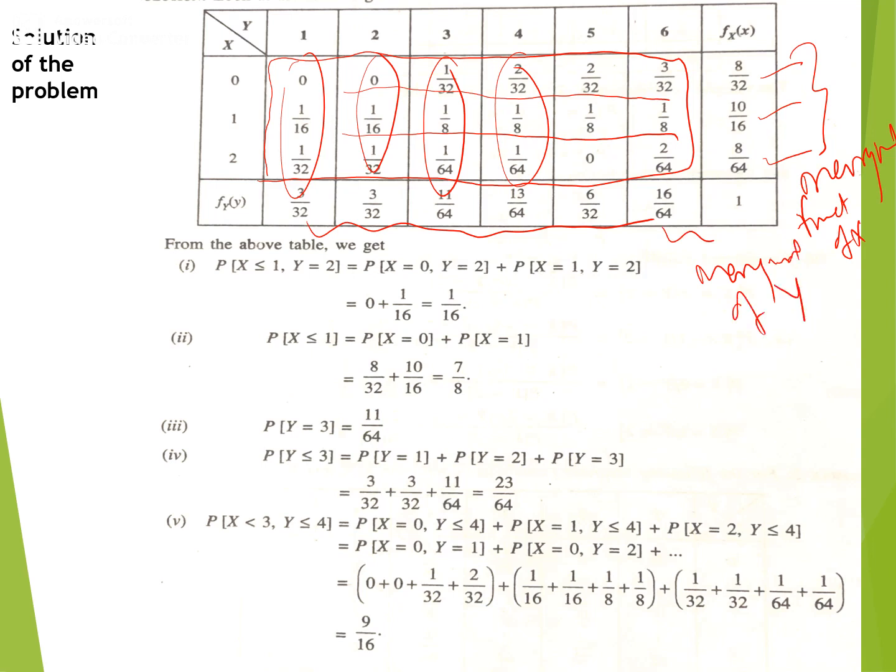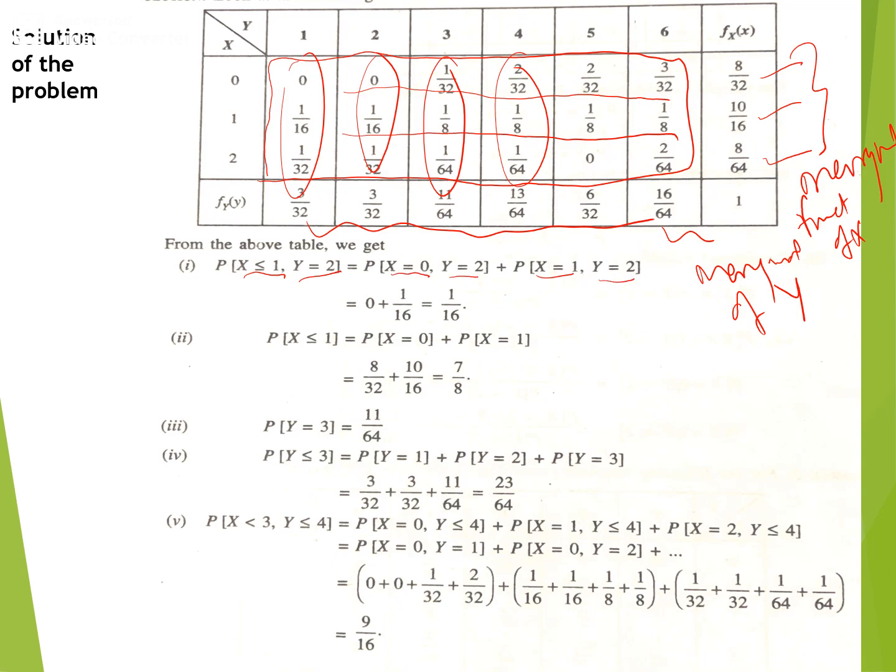Here, the first part, we have to find the probability x is less than or equal to 1 and y equal to 2. It means x is less than or equal to 1. It means probability x equal to 0, comma y equal to 2, plus probability x equal to 1, y equal to 2.